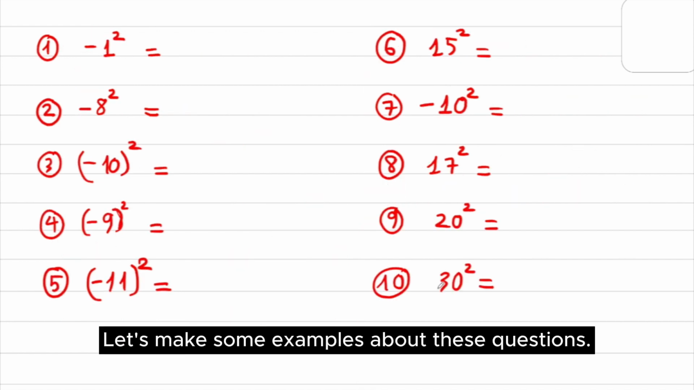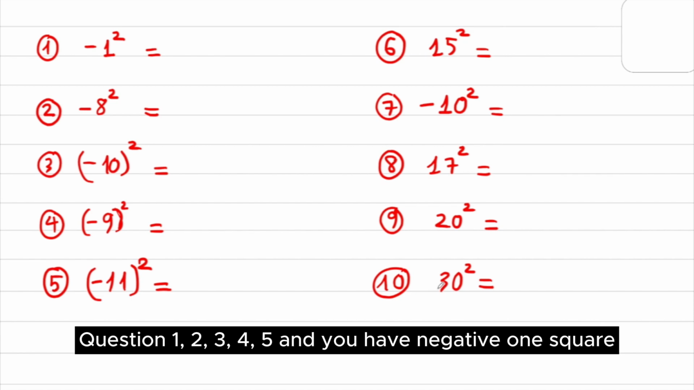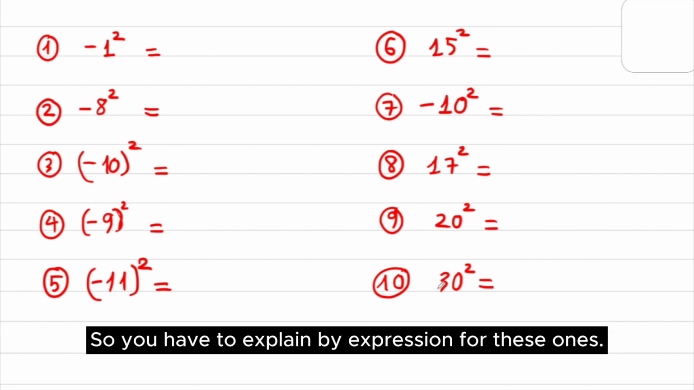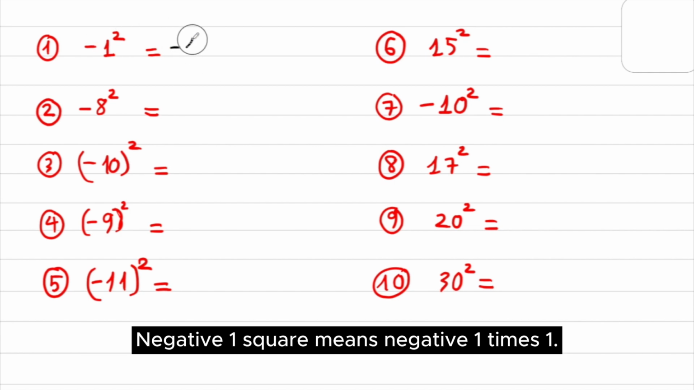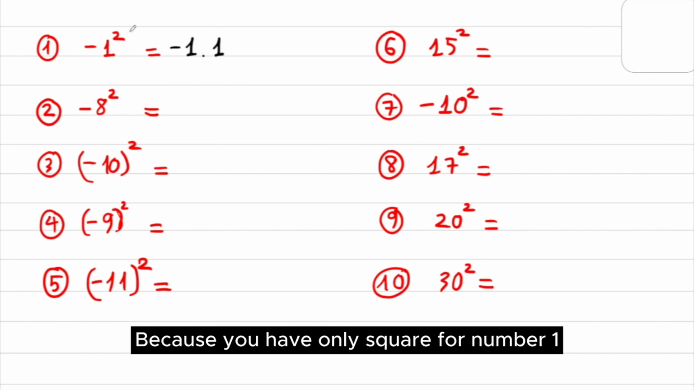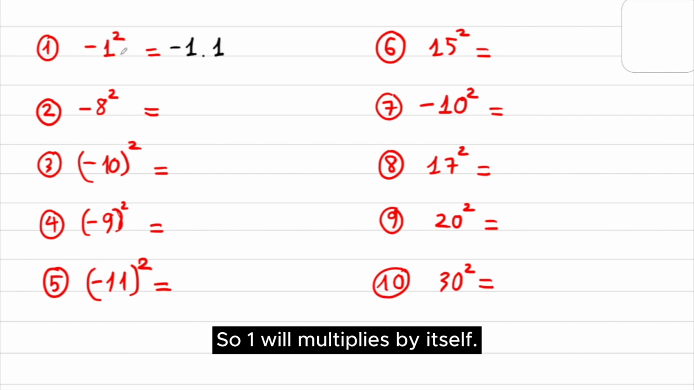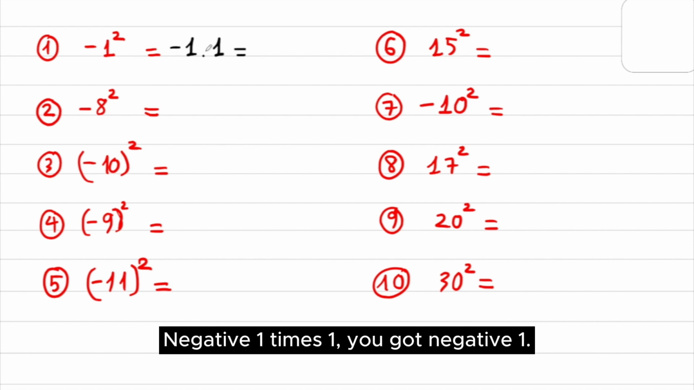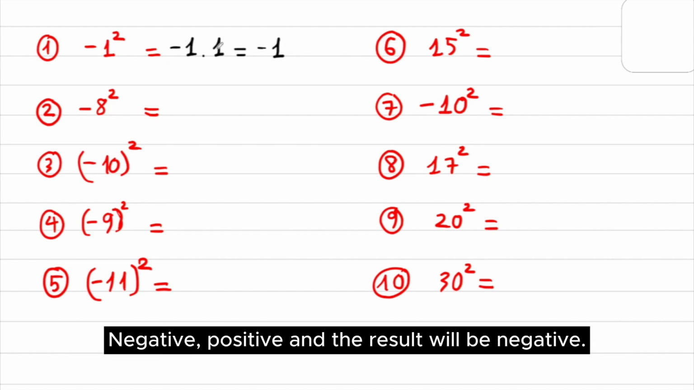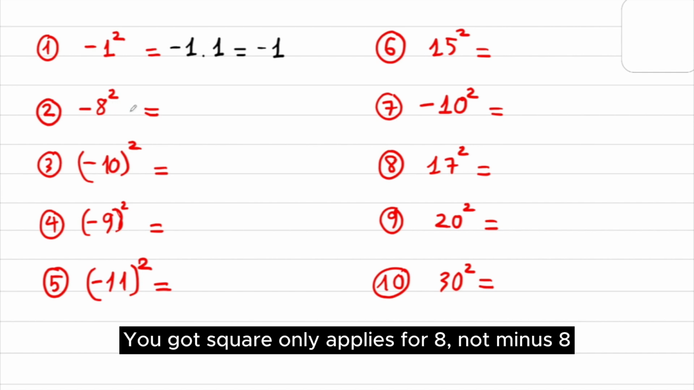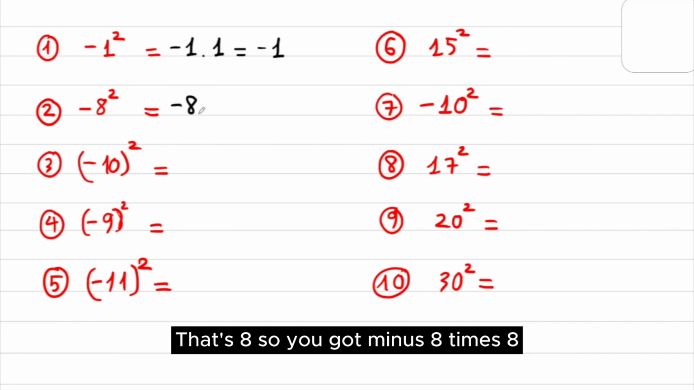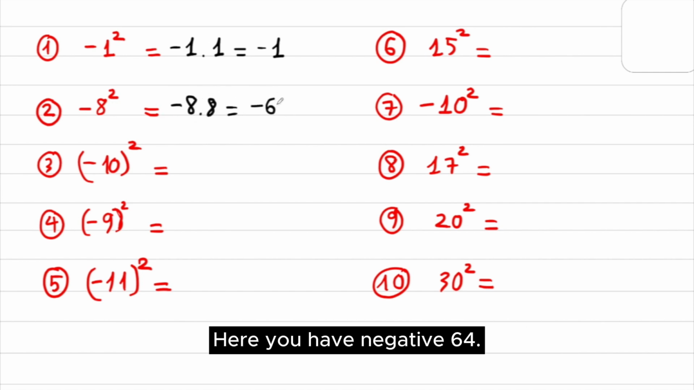Let's make some examples about this. Question 1, 2, 3, 4, 5, and you have negative 1 squared. You have to explain by expression for this one. Okay, so here is my working out. Negative 1 squared means negative 1 times 1, because the square only applies to the number 1. So 1 multiplies by itself. Negative 1 times 1, you got negative 1, negative times positive, and the result will be negative. This one is the same thing. The square only applies to 8, not minus 8, just 8. So you got minus 8 times 8 equal to negative 64.